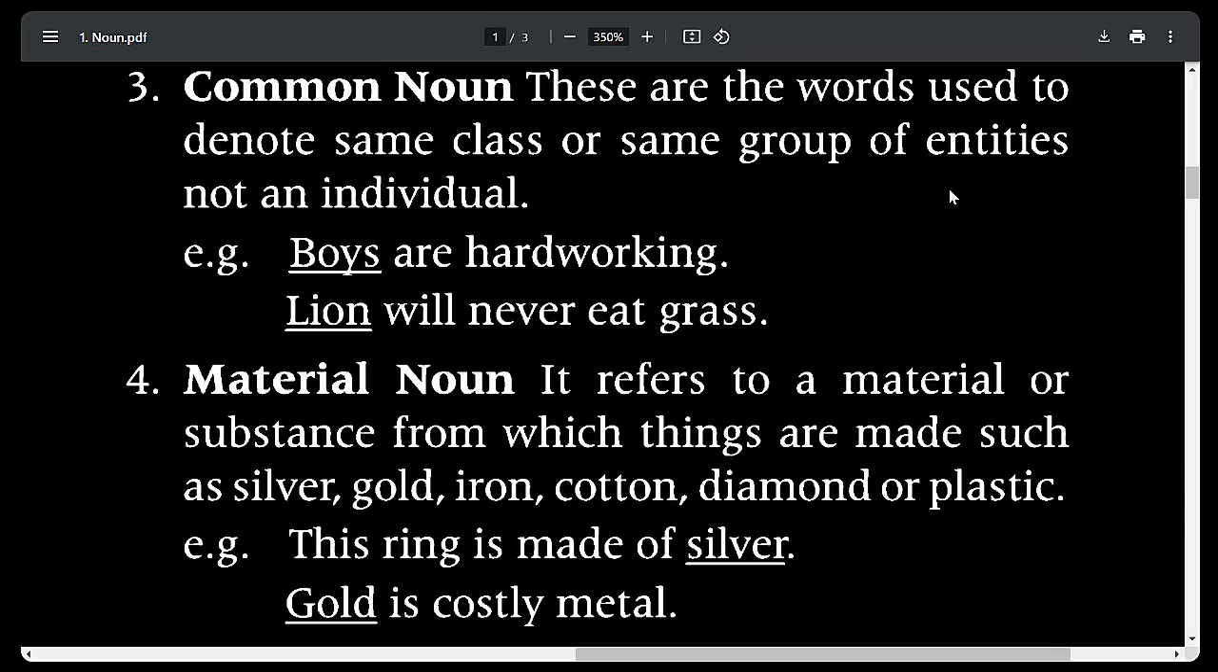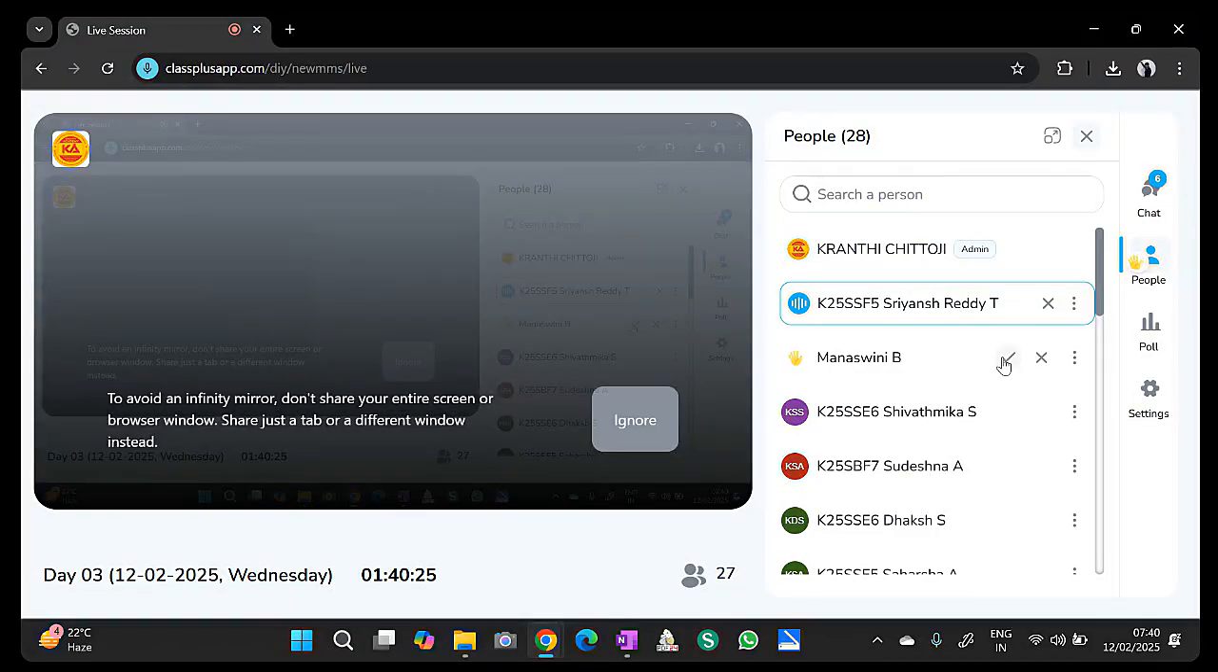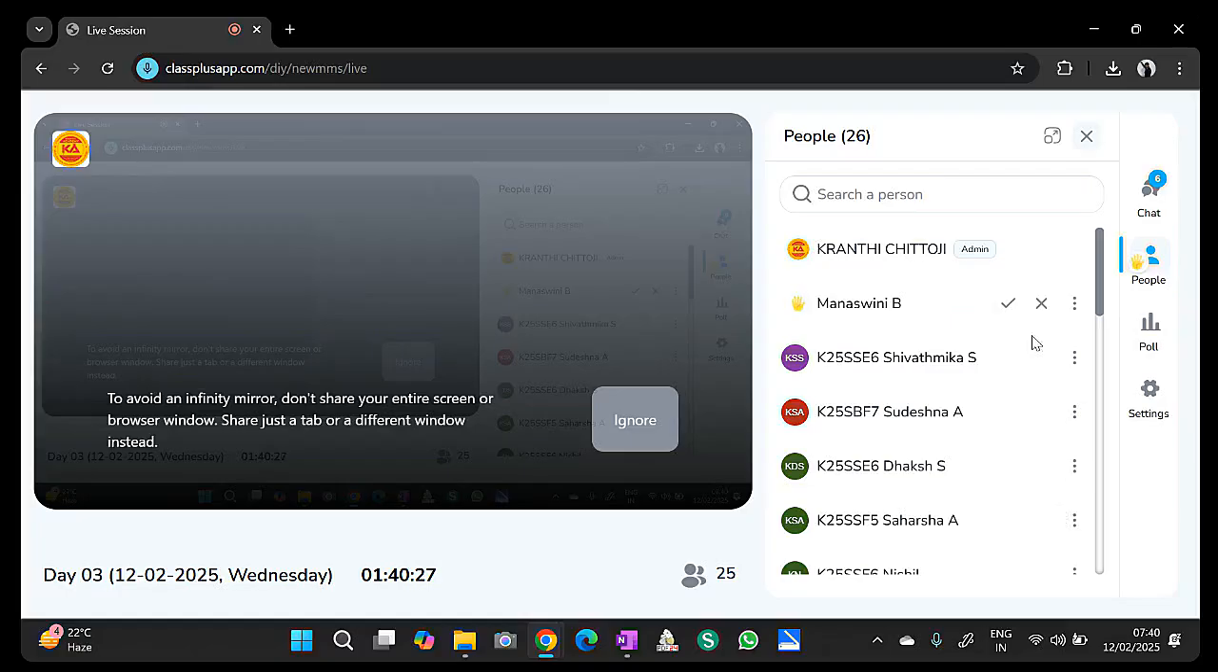Okay. Manaswini, do you have any doubt in English? Manaswini, do you have any doubt in English?